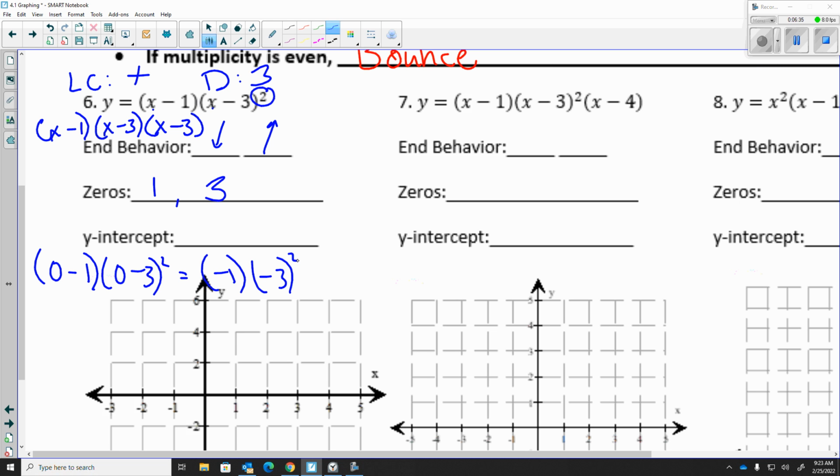So that's -1 times +9, which is -9. So my y-intercept is -9. You've got to be careful if you have an exponent in there. It might change things up a little bit. All right, so now we've got all our pieces. Let's go put everything on the graph, just like yesterday.